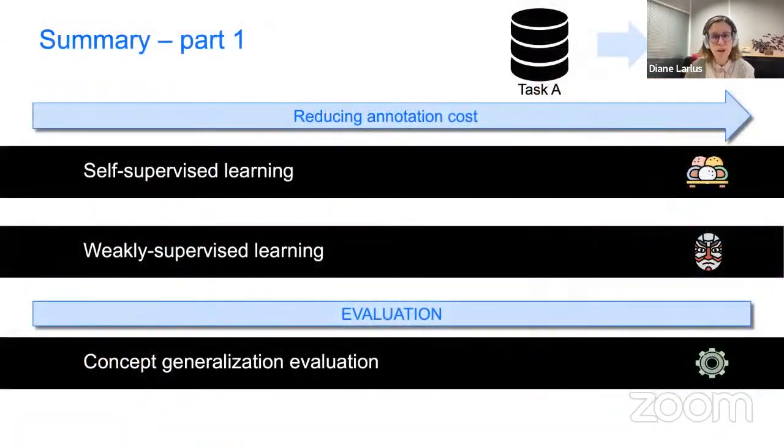So this brings us to the end of the first part, where we've seen two ways to define a proxy task for learning visual representations, which required fewer annotations than the standard pre-training on the large ImageNet dataset and its labels. We've also seen how to evaluate a visual representation to see how well it generalizes to new concepts in a principled way.